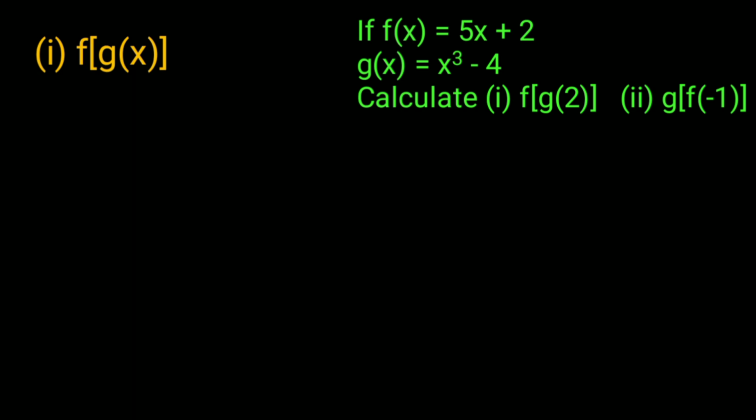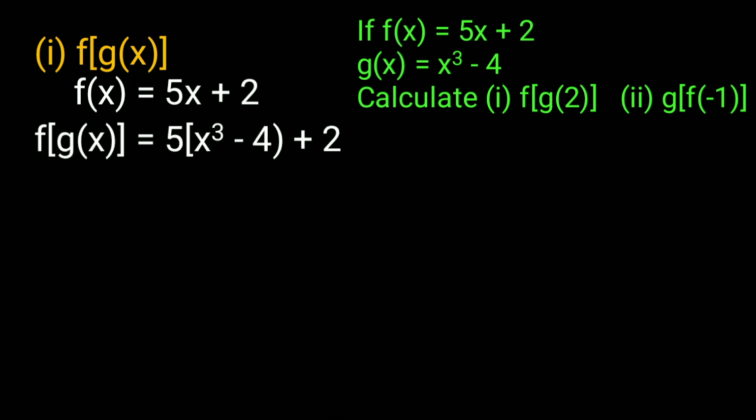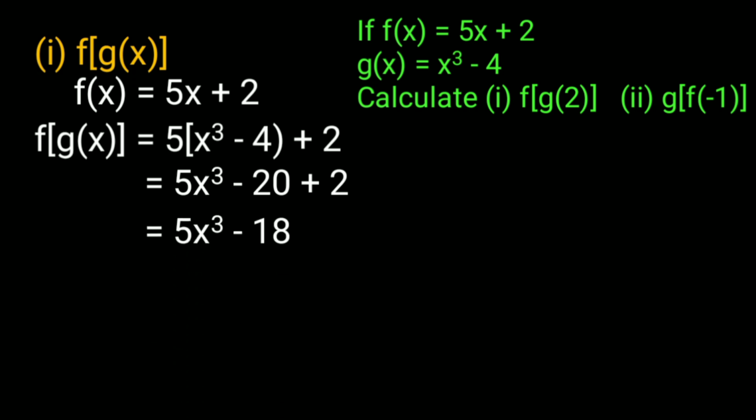So the first thing we need to do is to recognize f of x. From the question, f of x equals 5x plus 2. So if f of x is equal to 5x plus 2, then it's like putting g of x for the value of x in f of x. So it's like saying 5 in a bracket g of x plus 2. And g of x is x cubed minus 4, so we have 5 in a bracket x cubed minus 4, then plus 2. So we need to open the bracket. Opening the bracket, we obtain 5x cubed minus 20 plus 2. And of course, that gives us 5x cubed minus 18.